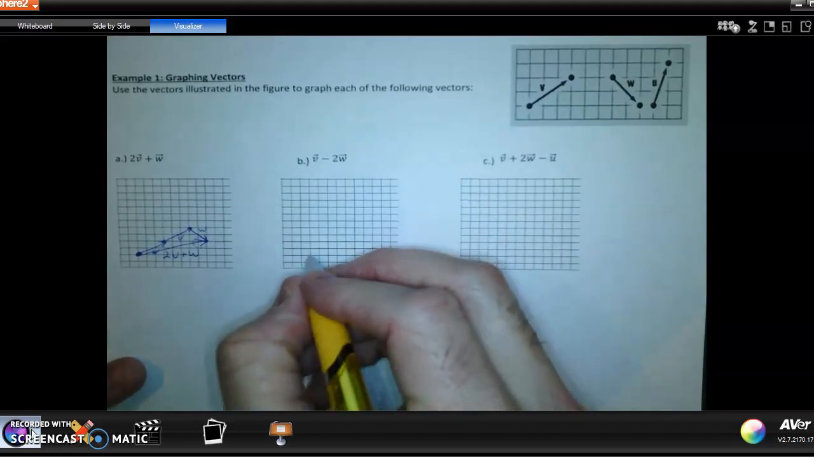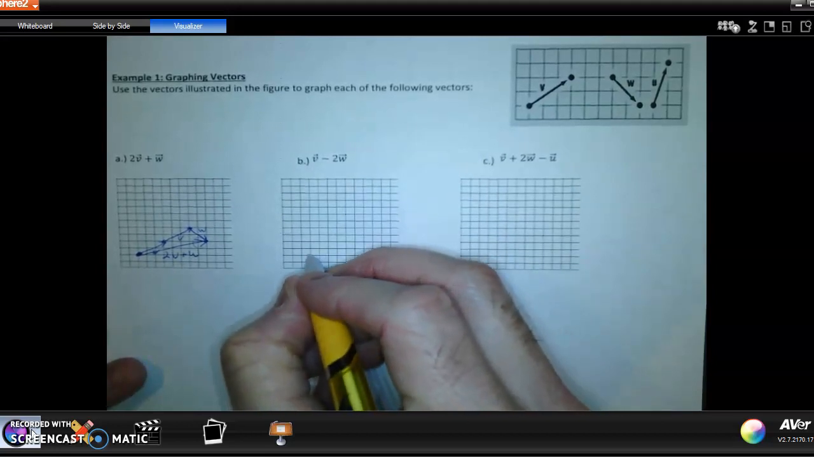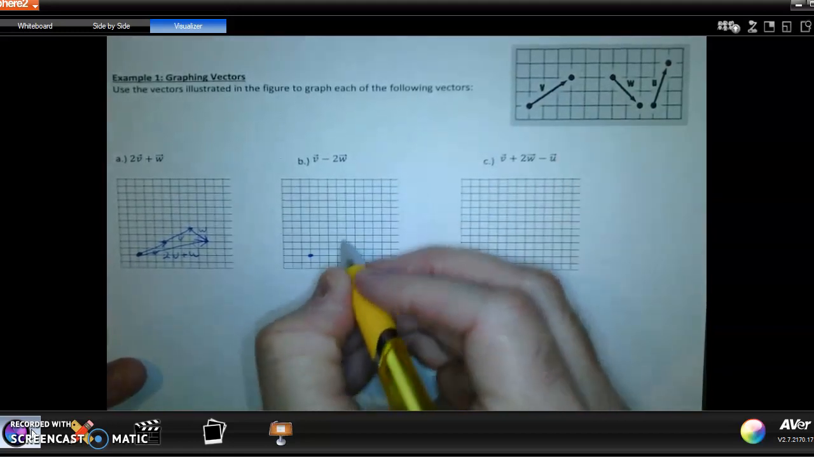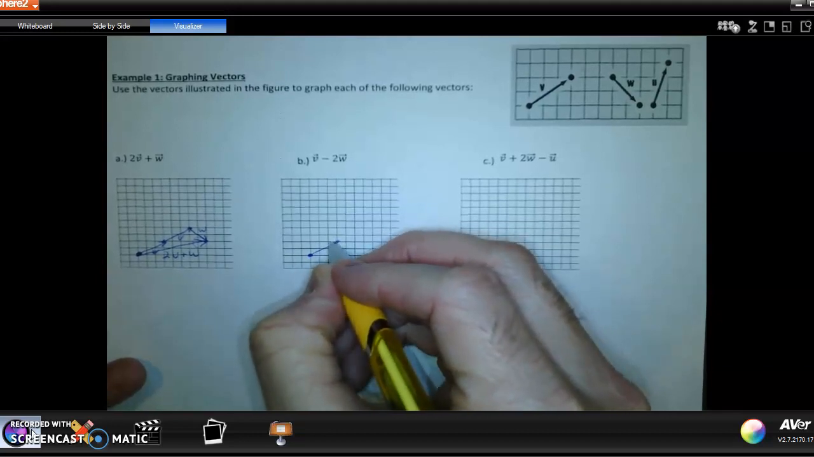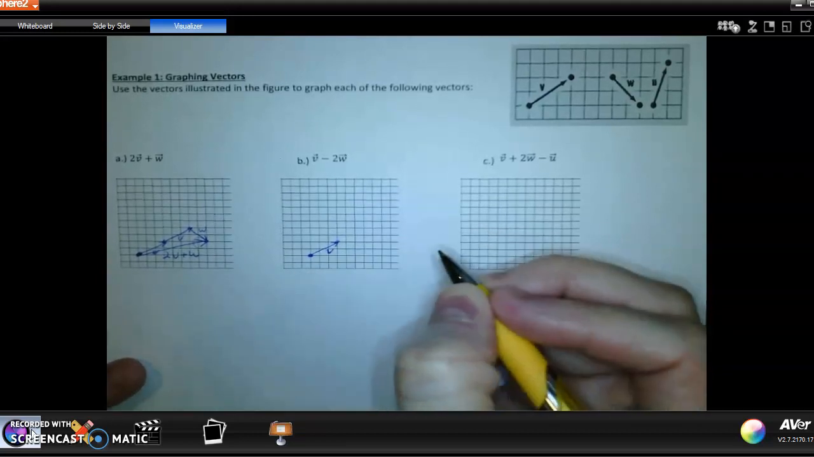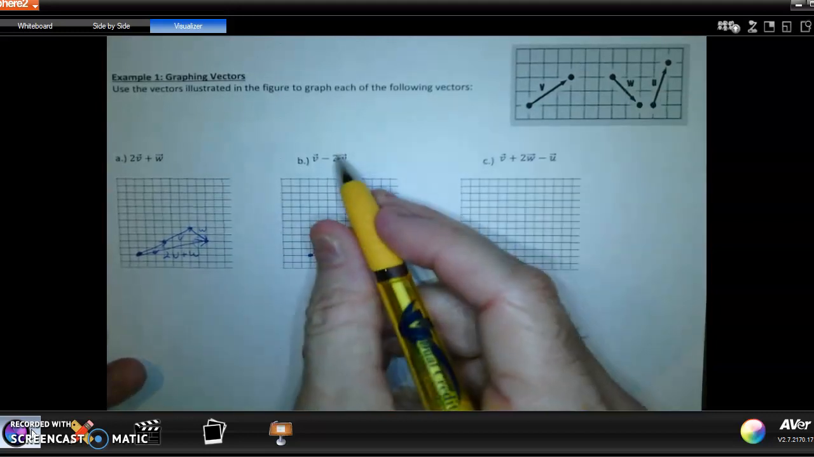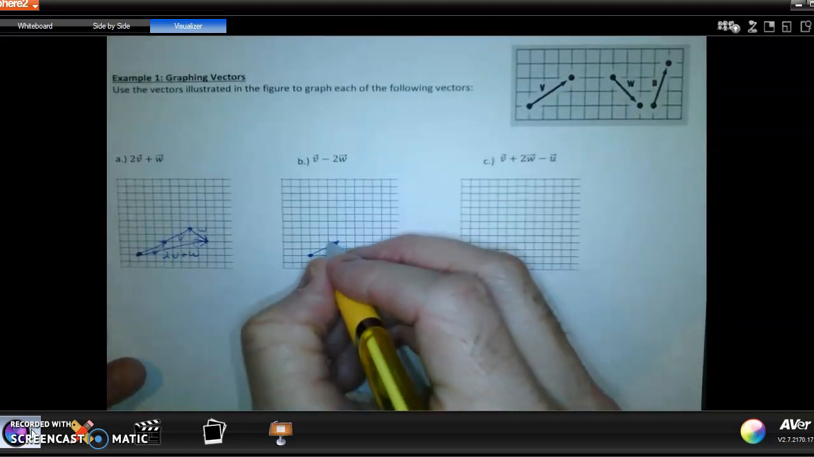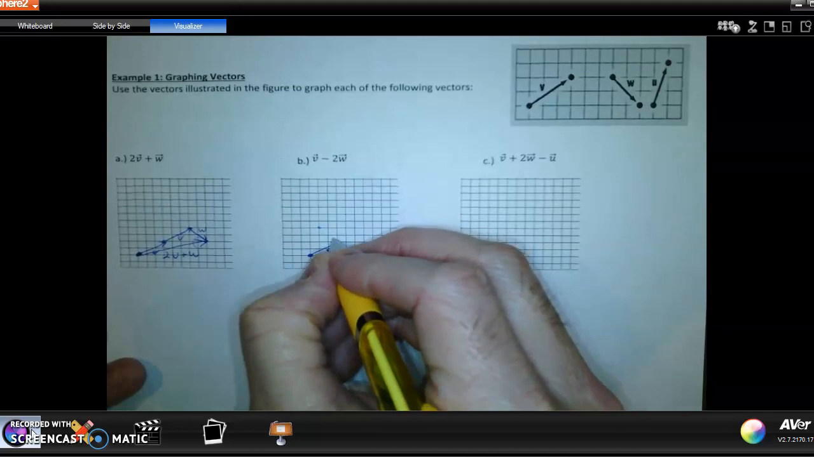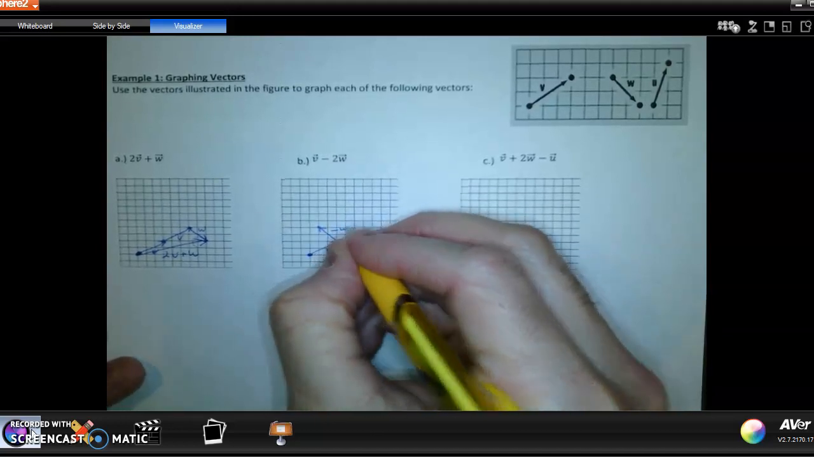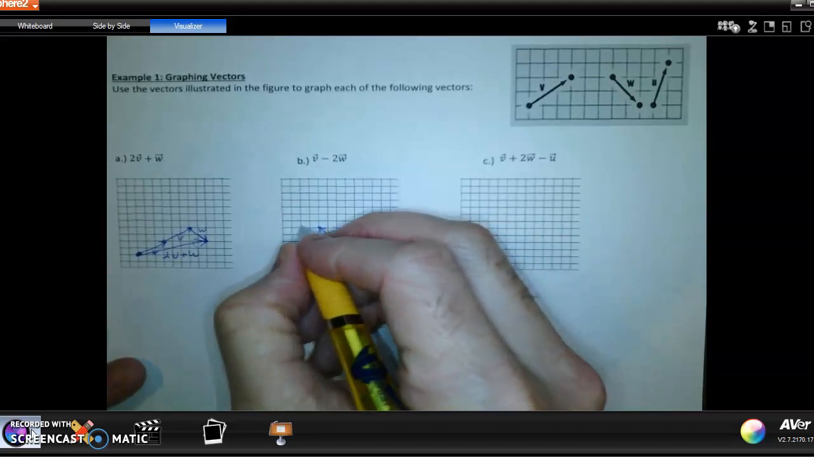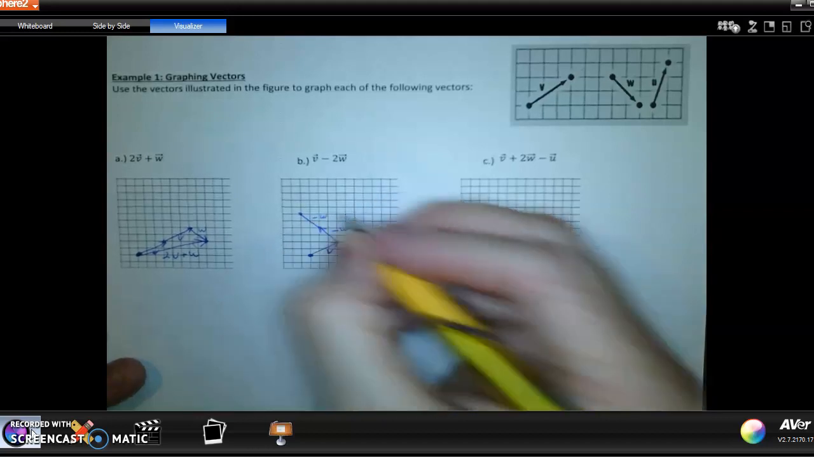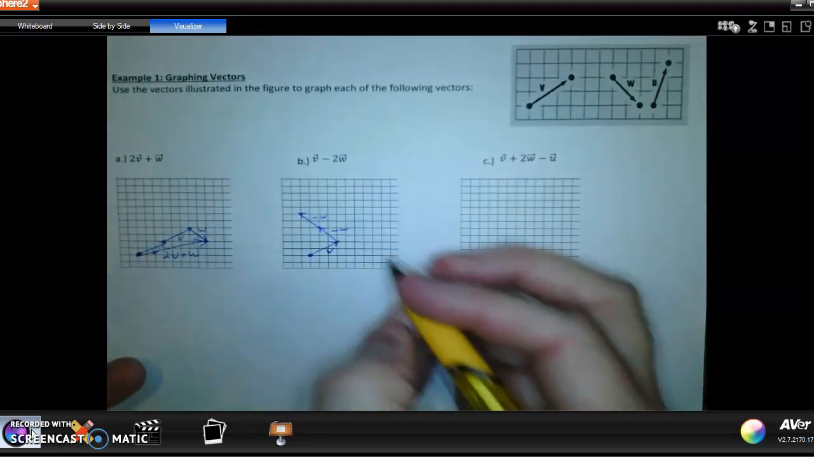So vector v, so again, I'm just going to start somewhere down here. Doesn't really matter. So 1, 2, 3, 1, 2. That's vector v. And then I'm supposed to do 2 w's, but going in the opposite direction. So I'm going to go up and to the left. 1, 2, 1, 2. So that's a negative w that I just drew. And then I need to draw another one. 1, 2, 1, 2. That's negative w. Again, I'm not done.